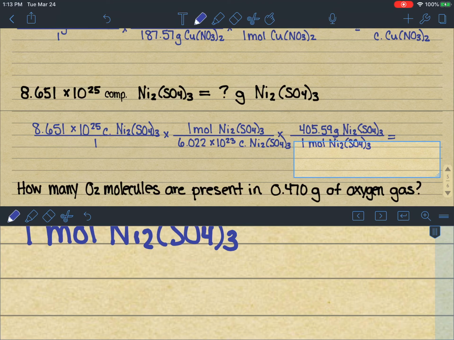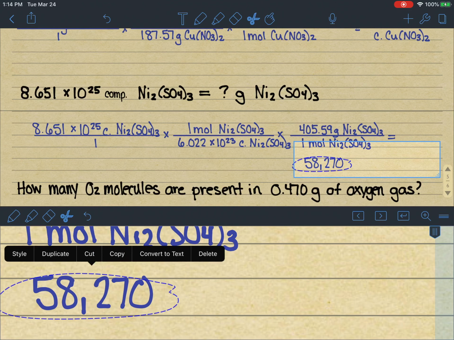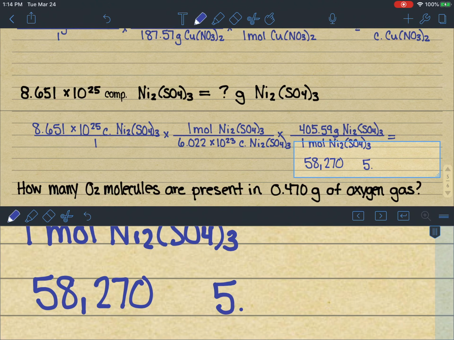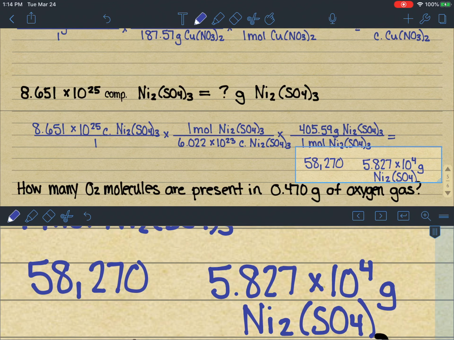58,265.677, and I need 4 sig figs. So I'm going to write out 58,270. And again, I'm going to transfer that over to scientific notation. So 5.827 times 10 to the 4th, and then we'll just put grams of Ni2(SO4)3. Getting kind of crowded down here.